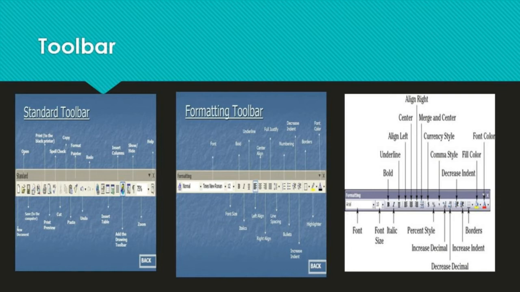That means if you want to create a new file, we can use New. If you want to open a file, we can click on Open. We can save, print, cut, copy, paste, and we can undo and redo. This is the standard toolbar. The next one is the formatting toolbar. Below the standard toolbar lies the formatting toolbar. The formatting toolbar consists of many formats which can be applied to the text in the publication.